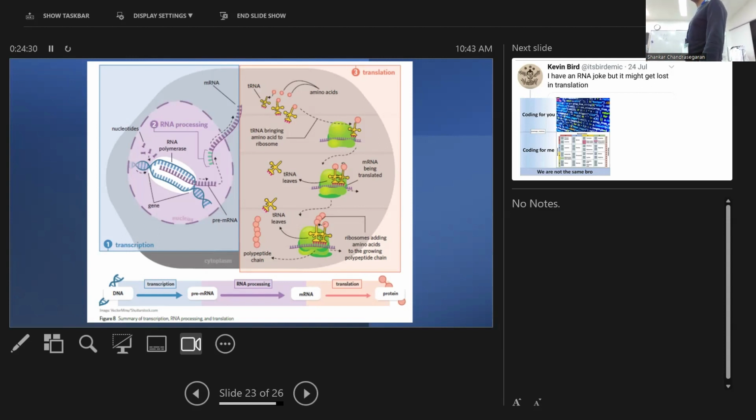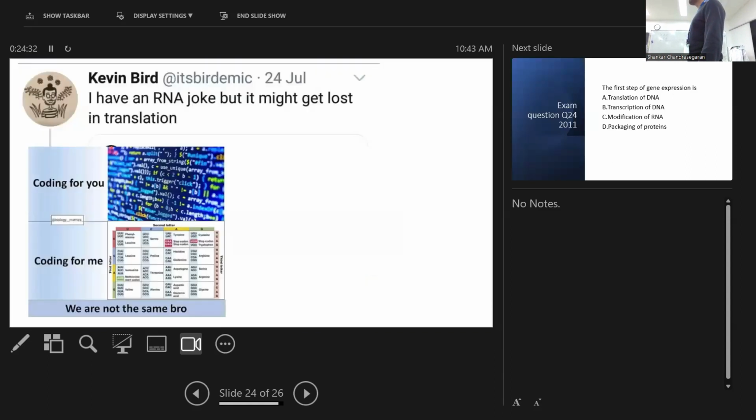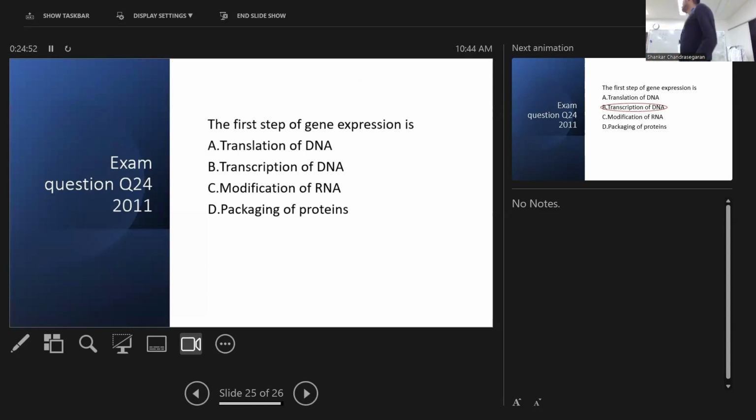Any questions about this so far? Yeah, this is jokes from Miss Luan's slides. Even I don't get it. This one, sure. That one, I don't get. I have an RNA joke, but it might get lost in translation. But here's the thing, RNA doesn't get lost in translation. It's just used in translation. All right, what do you guys think?